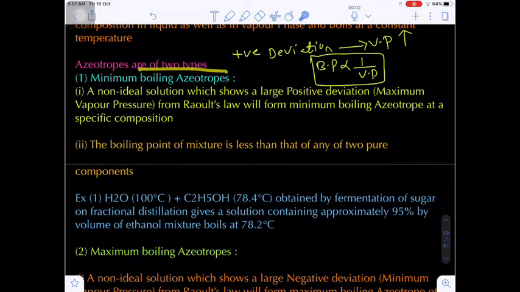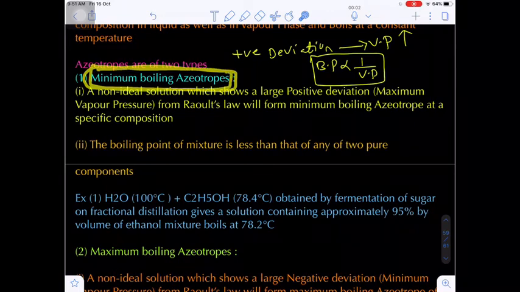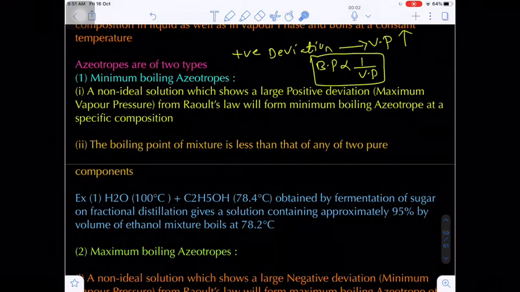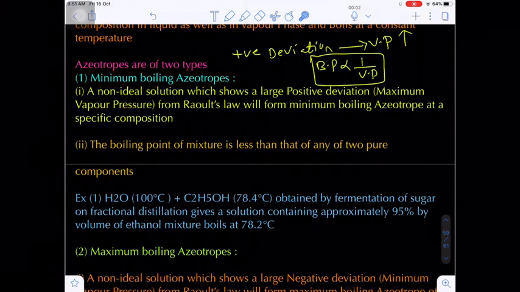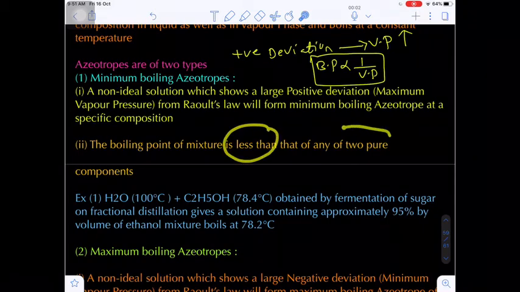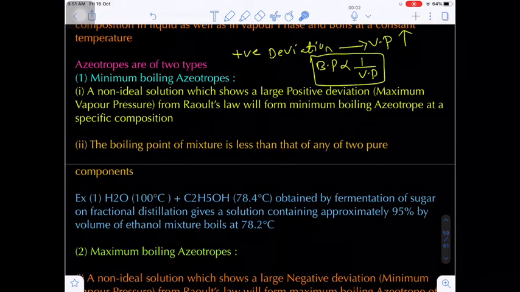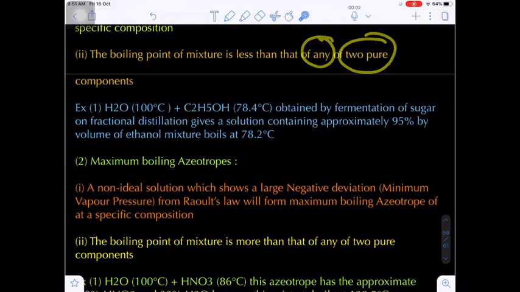That's why these solutions are known as minimum boiling azeotropies. The name itself tells us that it possesses large or maximum vapor pressure. The boiling point of the mixture will be less than that of the pure components. The minimum boiling azeotropy has a boiling point less as compared to the pure components in the solution.